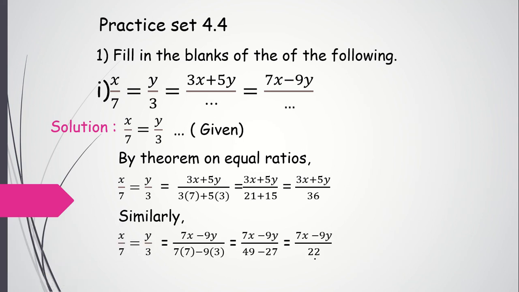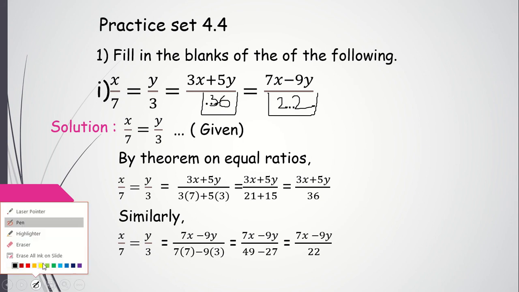Okay, 49 minus 27 is 22. So we get the answer 22 here and 36 here in the answer. In the end, while writing the final answer, write this full thing and just put a box for these two. This is how the answer should be given in the exam. Let's move to the next sum.